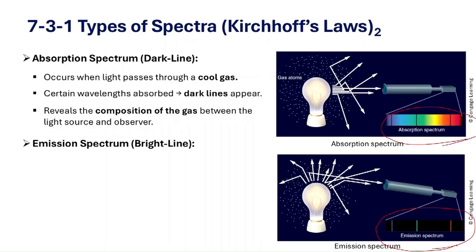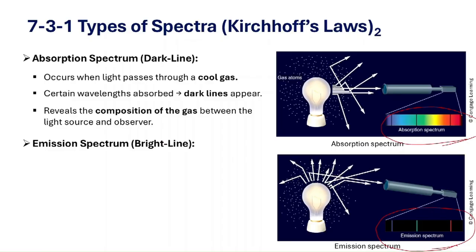So here's the illustration. Notice the continuous rainbow background and those thin dark lines crossing it. So those lines are the fingerprints of atoms in the gas. And without them, we would have no way of knowing what stars are made of.